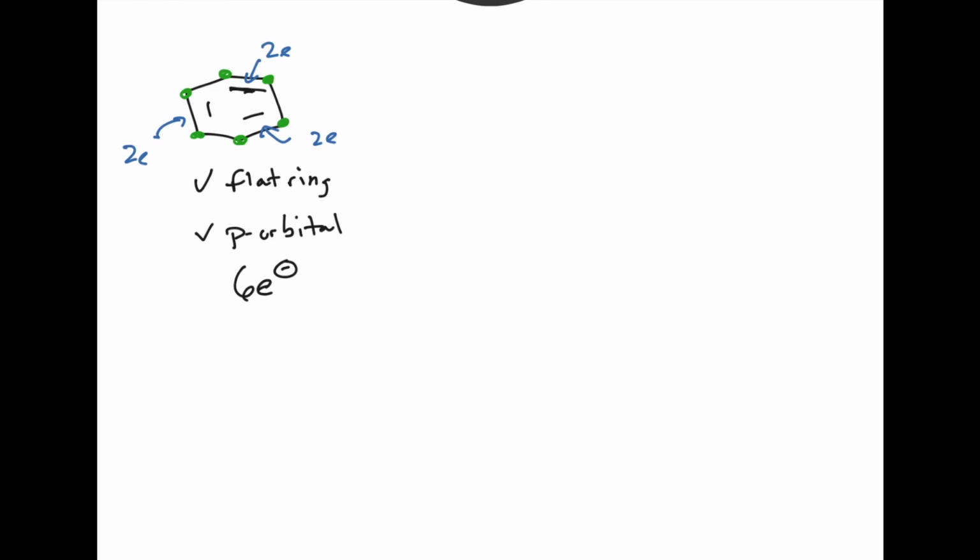Is 6 a 4n plus 2 number of electrons? Well, if n is 1, 4 plus 2 is 6. It is a 4n plus 2 number of electrons. So benzene is aromatic.